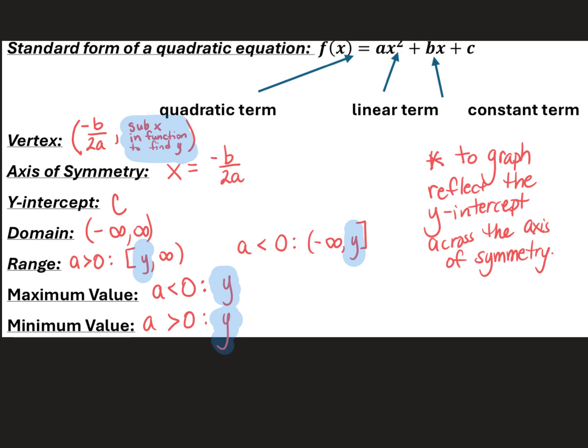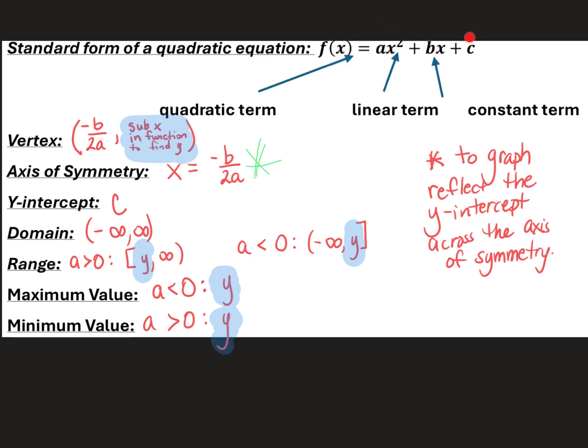To find the vertex in standard form, you want to start with the axis of symmetry, and I did not write that down, so I'm going to put a little star there. You want to start with the axis of symmetry. You want to find x equals negative b over 2a.